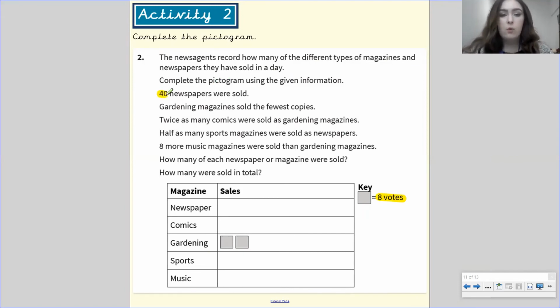We know altogether 40 newspapers were sold. Gardening magazines sold the fewest copies. Twice as many comics were sold as gardening magazines. Half as many sports magazines were sold as newspapers. 8 more music magazines were sold than gardening magazines. And then how many of each newspaper or magazine were sold and how many were sold in total? So you need to use the information here to fill in the pictogram to then answer these questions below. Now, when you're drawing your pictogram, please make sure that you are using a ruler.